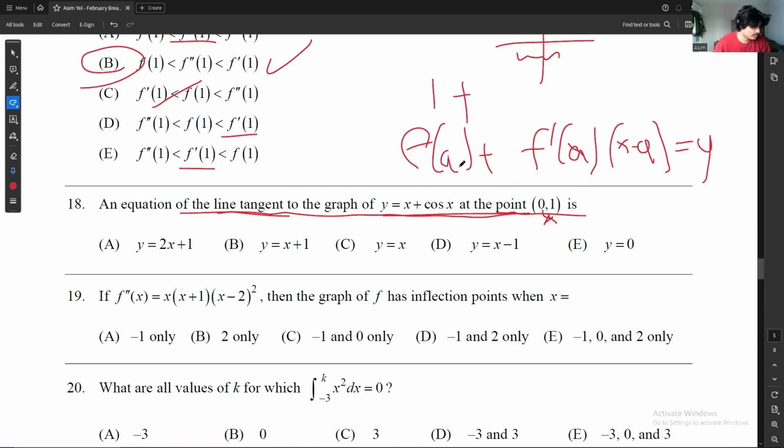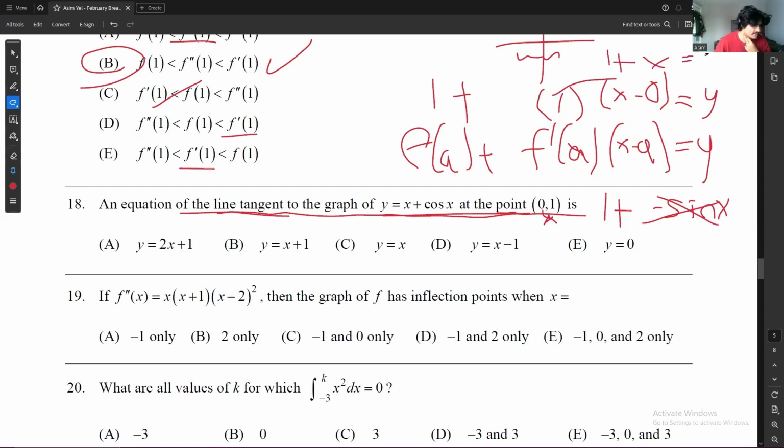at this point, so we're taking the derivative and then plugging in 0. So when we take the derivative, it's going to be 1 plus negative sine x. So if I plug 0 in over here, sine of 0 is 0, so this cancels out, and this is going to be 1 times x minus 0 equals y. Therefore, my tangent line is just 1 plus x equals y.